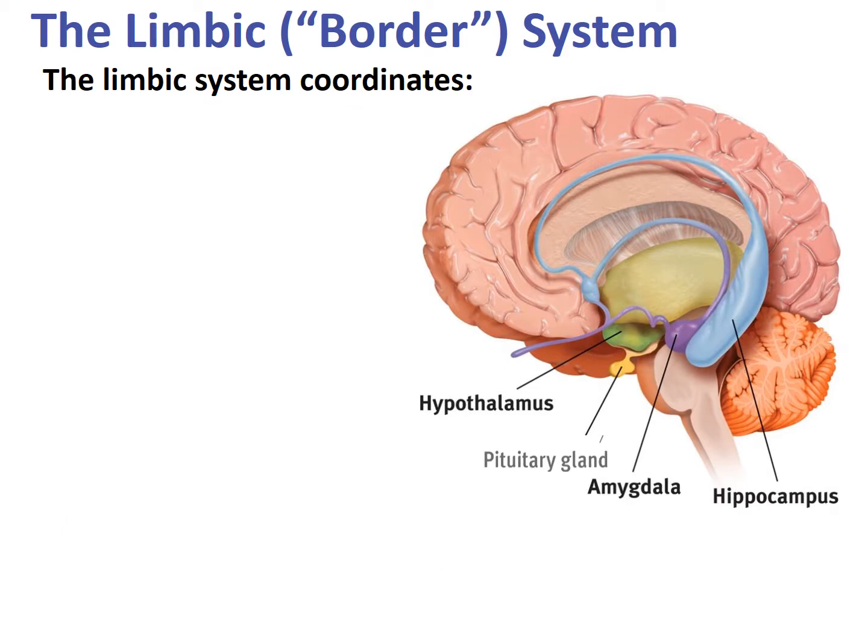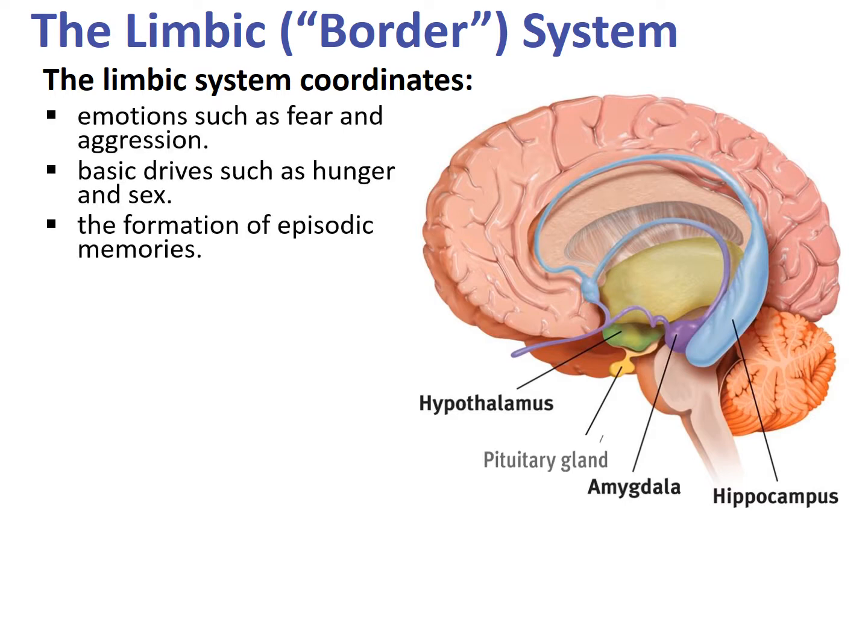Now, slightly above the brainstem and the cerebellum, but still within the core of the brain, we have the limbic system. The limbic system consists of the hypothalamus, the pituitary, the amygdala, and the hippocampus. Emotions such as fear and aggression, the fight or flight response, is coordinated by the limbic system. You also have basic drives such as hunger and sex, and the formation of episodic memories.